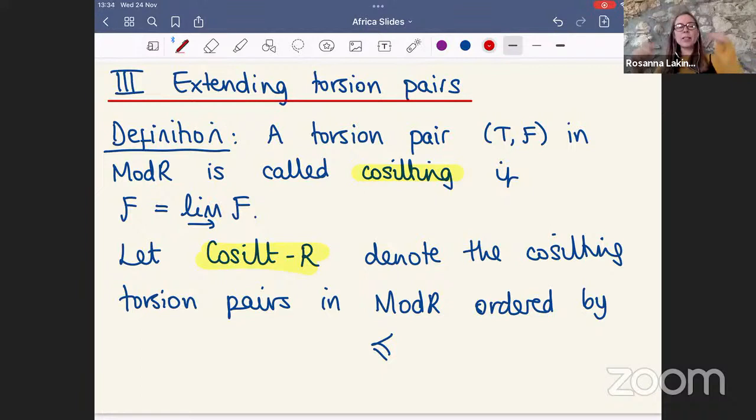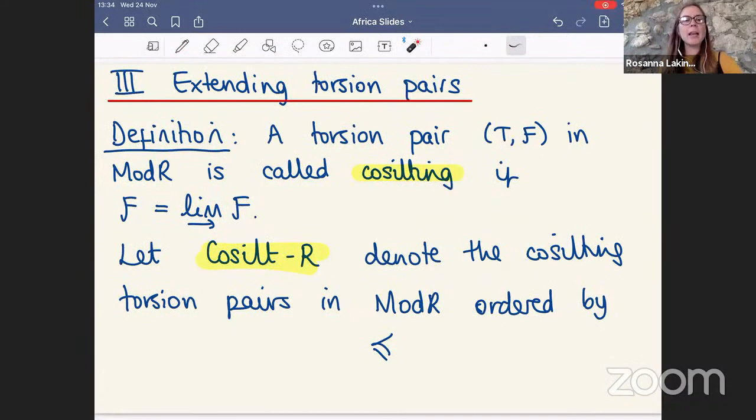Then the next thing we wanted to do was extend our torsion pairs to the whole module category. This will give us a relation to the large silting theory that I mentioned at the beginning. A torsion pair in mod R is called co-silting if its torsion-free class is closed under direct limits. This is just a definition. It's related to co-silting theory, which is why it has this name, and I'll explain this a little later in the talk.